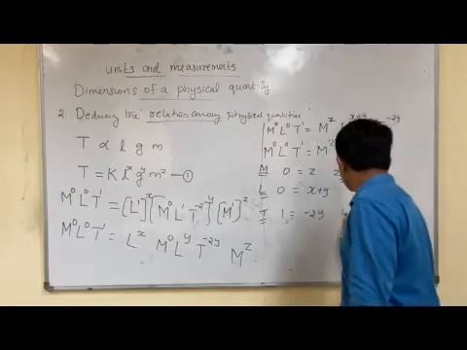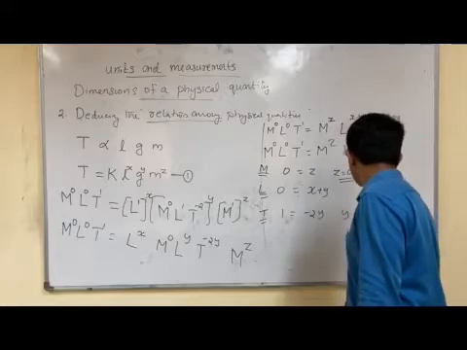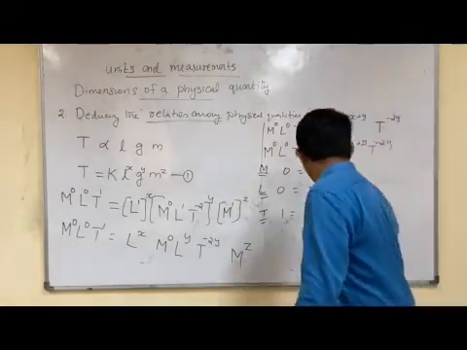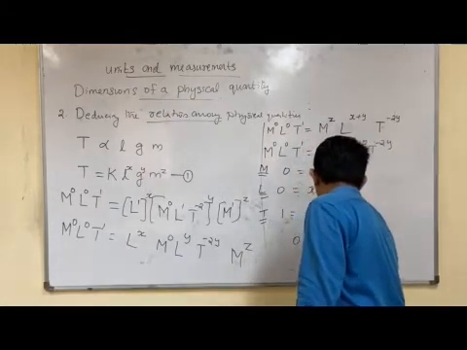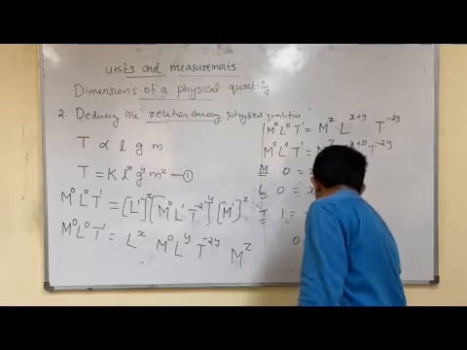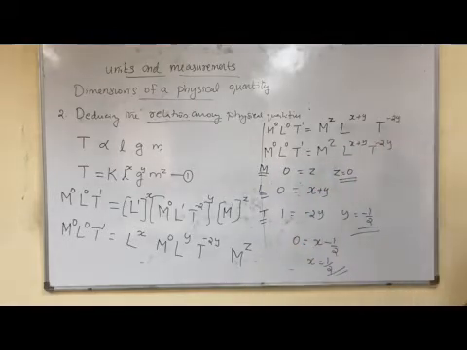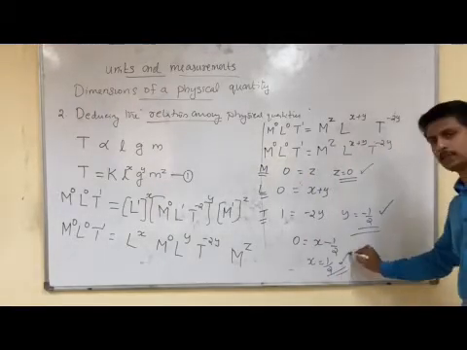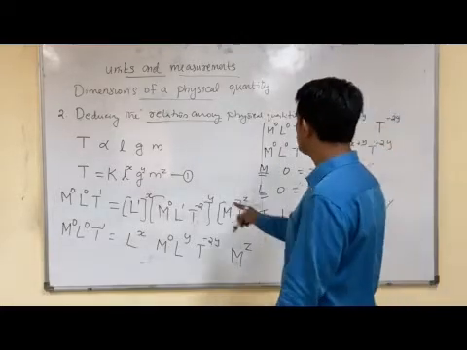So from this equation y is equal to minus 1 by 2. So y also we are getting as minus 1 by 2. If you are substituting this value of y, 0 is equal to x minus 1 by 2. So x is equal to 1 by 2 we are getting. So in this way we are getting the value of z, y, and x. Now what we are doing is we are substituting these values in our equation.